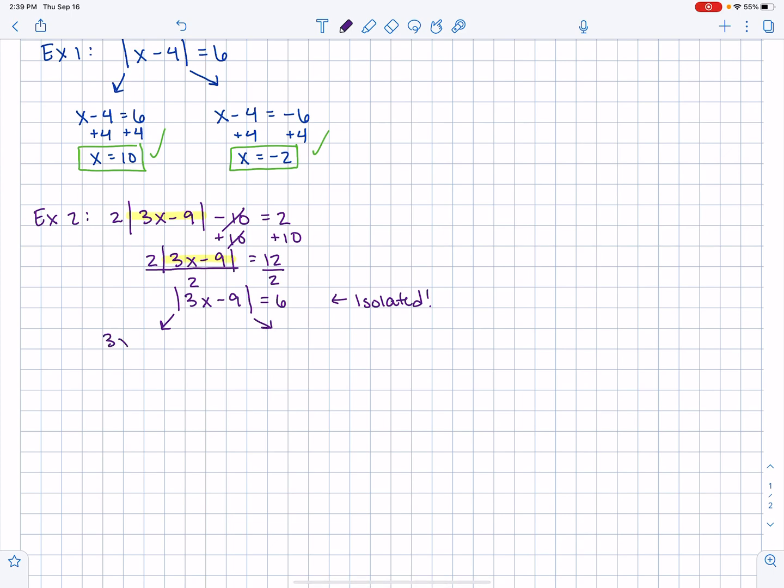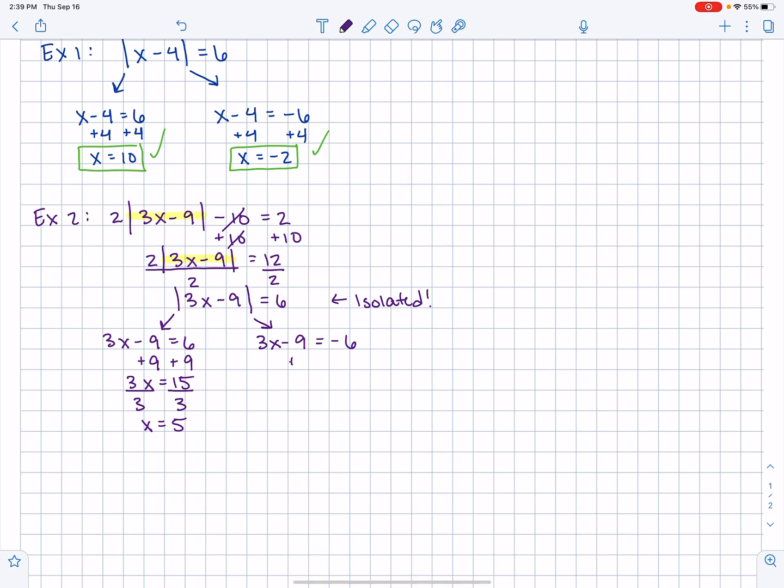So 3x minus 9 is equal to 6 because inside here we can either equal a positive 6 or inside there 3x minus 9 can equal a negative 6. And now it's time to do our inverse operation. So add 9, 3x is equal to 15. Divide by 3, and we get that x is equal to 5. There's one of our solutions.